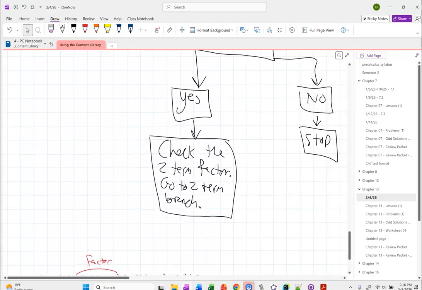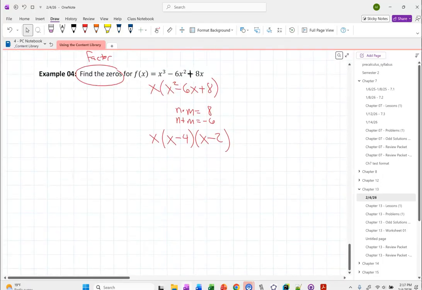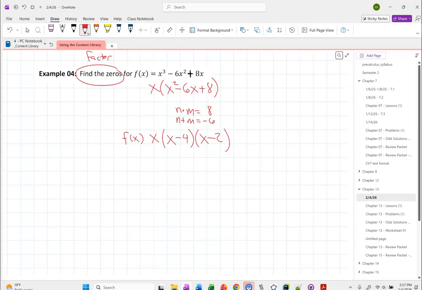Everybody's okay? And I do the same thing then for the x minus 4. I get to the same spot. This is factored. Everybody agree? Okay. This is step 1.